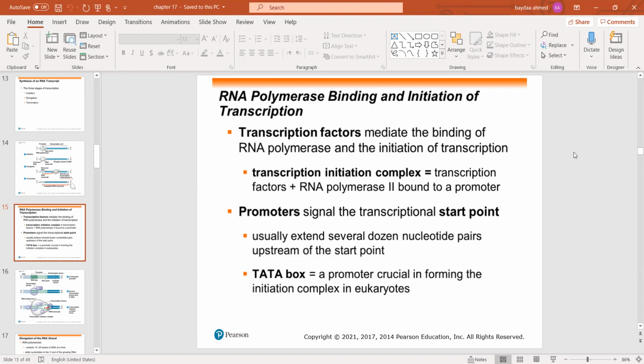In eukaryotes, a collection of proteins called transcription factors help guide the binding of RNA polymerase and the initiation of transcription. Only after transcription factors are attached to the promoter does RNA polymerase bind to it. The whole complex of transcription factors and RNA polymerase II bound to the promoter is called the transcription initiation complex. The role of transcription factors and a crucial promoter DNA sequence called the TATA box in forming the initiation complex at a eukaryotic promoter.